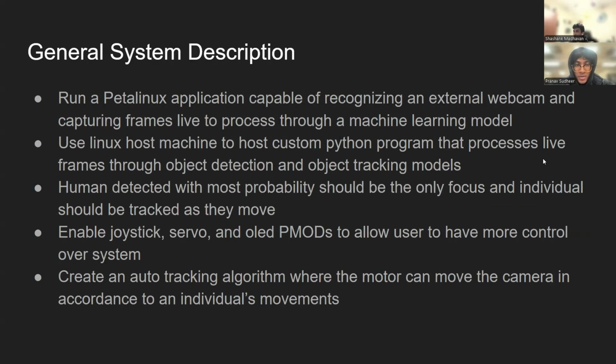So for our general system description, the idea is to make a Petal Linux application capable of recognizing an external webcam and capturing frames live to stream it and process that through a machine learning model. In our final product, we ended up using an external Linux host machine to host a custom Python program that we made, which consists of an object detection and object tracking program. Basically, if a human is detected, the human with the highest probability detected with the model would be the only one in focus, and that individual would then be tracked as they moved across the frame.